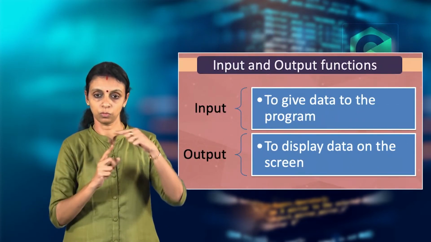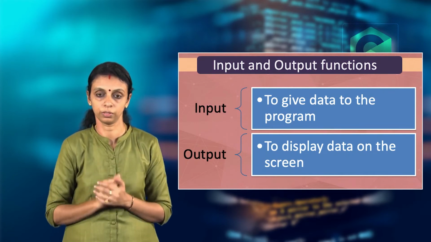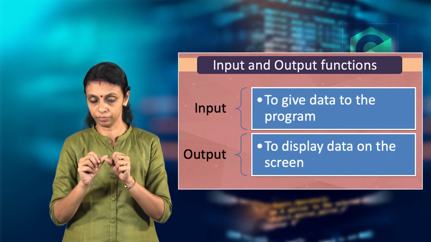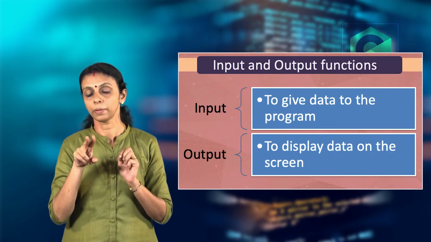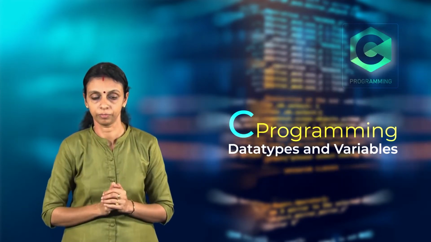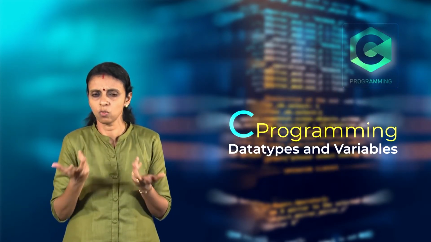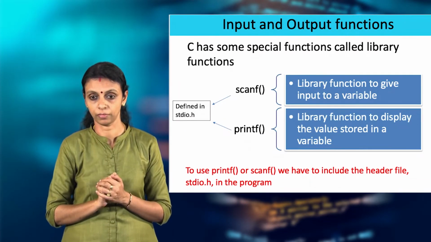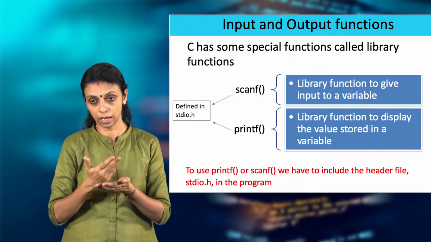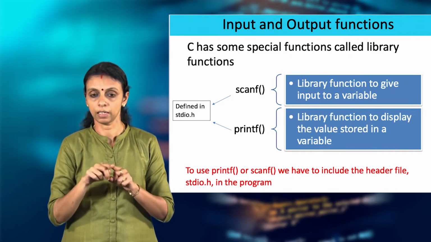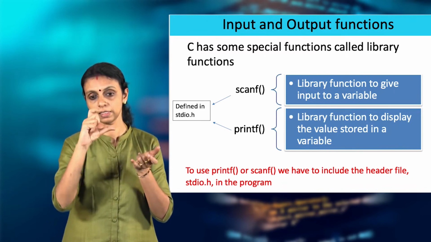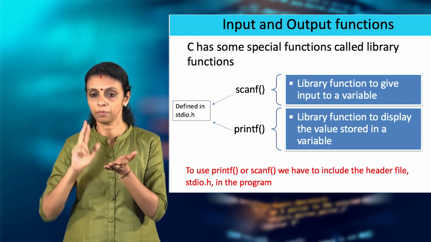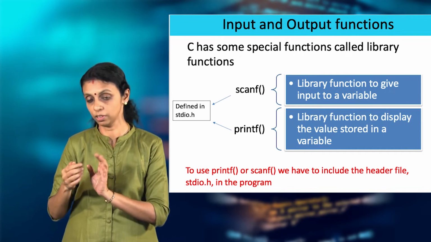Input and output. Input means to give data to the program. Output means to display data on screen or file. How can we give values to the variables? C has some special functions called library functions. One of the library functions used to give input to a variable is scanf, and one of the library functions used to display the value is printf.